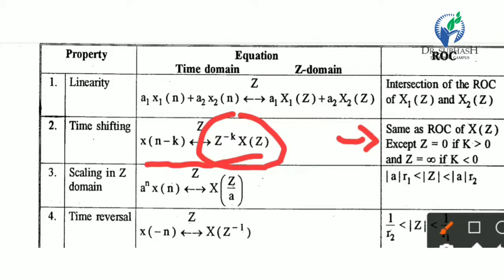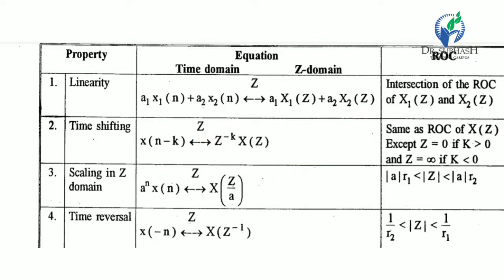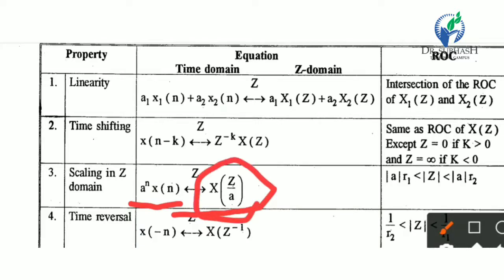Now the third property, scaling in the z domain. So a raised to n multiplied with x of n, the Z transform is X(z/a), and the ROC is mod a r1 less than mod z less than mod a r2.